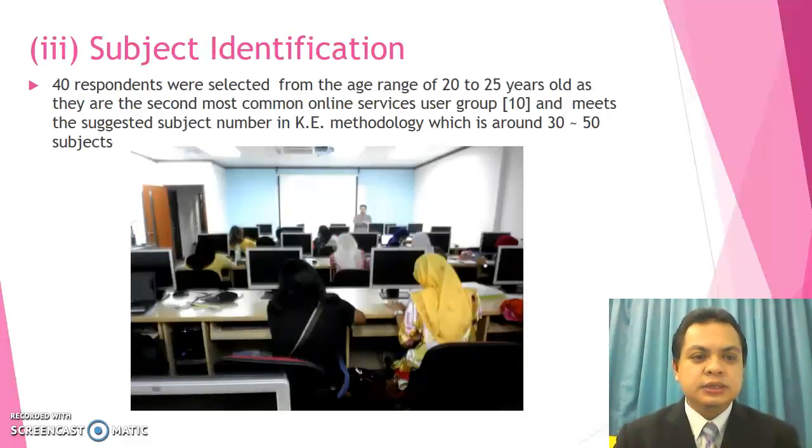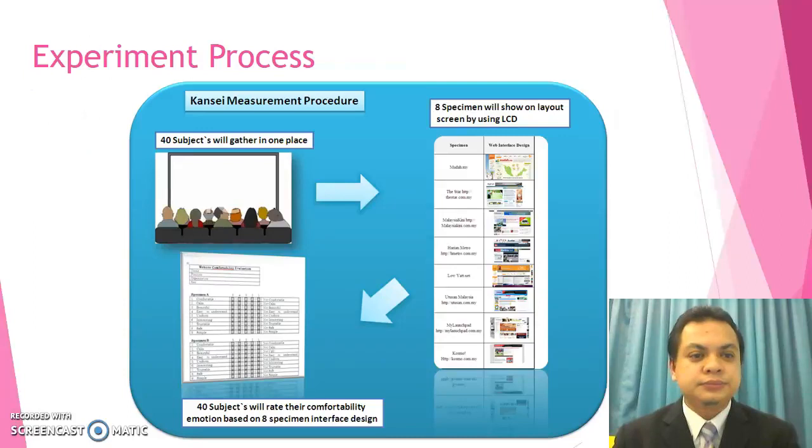So this is subject identification. Forty respondents were selected, ranging in age from 20 to 25 years old. Most of them are college students. We chose them because they are the second most common online service user group, and also the number of subjects meets the suggested numbers in the Kansei engineering methodology, which is between 30 and 50 subjects.